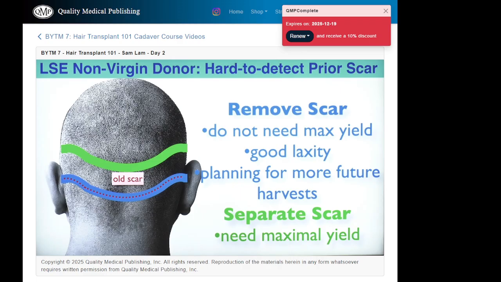All right, so if the scar is really hard to detect, and the patient is fine with the idea of a separate scar, you need maximal yield, don't worry about the old scar, take it somewhere else, okay? Where do you take it? Again, based on laxity, density, miniaturization, bony landmarks, all those attributes. And you want to hopefully be at least 5 millimeters, if not a centimeter away from the old scar, preferably a centimeter, that way you don't have the scars merge, okay? But this is again advanced.